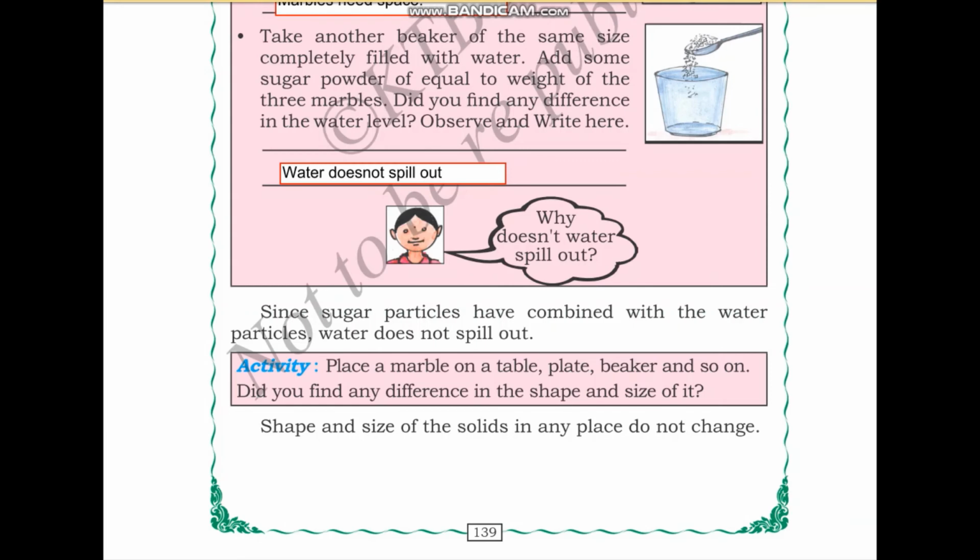Next part of the activity is, place a marble on the table, plate, beaker and so on. So you have to take a marble, you have to put it on the table. Next you have to put it on the plate, inside the beaker and so on. Did you find any difference in the shape and size of it? So is it of different shape when you put it on the table? Does it suddenly become another shape when you put it into a beaker? No. So marble will be of the same shape and same size. This is because the shape and size of solids in any place do not change. So solids have the same shape and same size.